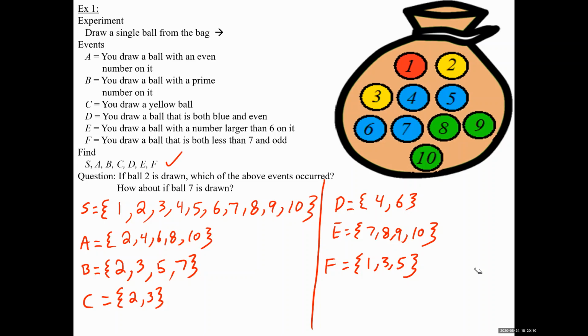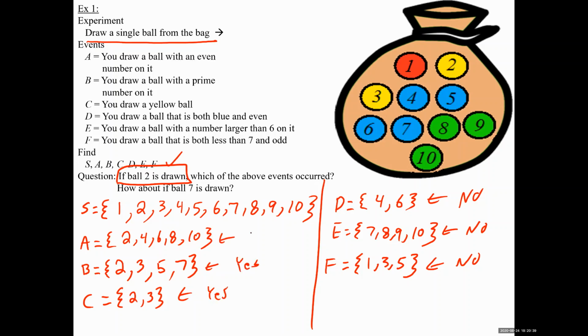So remember, when you draw one time, you're drawing a single ball from the bag, so you're only going to get one number out of here. If the number appears on your list, we say the entire event occurred. So if ball 2 is drawn, did this one occur? No. Did this one occur? No. So it's like I lost. Did this one occur? No. How about this one? Yes. This one? Yes. This one? Yes.